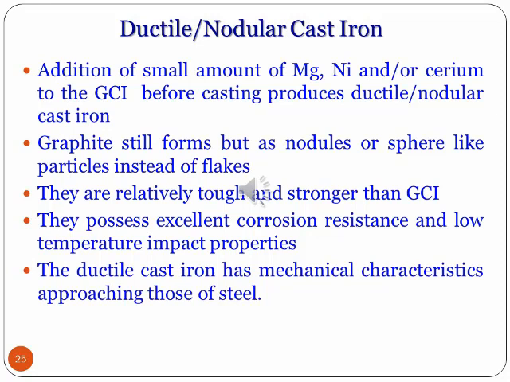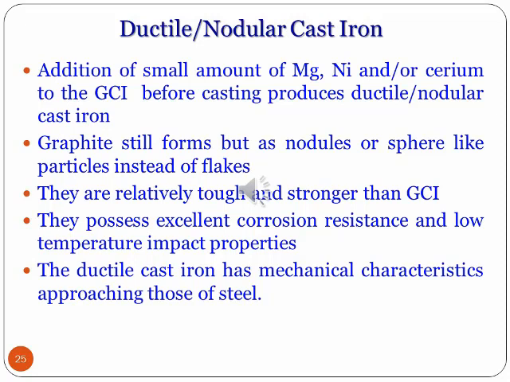Next is ductile or nodular cast iron. Addition of some amount of magnesium or nickel and or cerium to the grey cast iron before casting produces ductile or nodular cast iron. So graphite still forms but has nodules or sphere-like particles instead of flakes. They are relatively tough and stronger as compared to the grey cast iron.